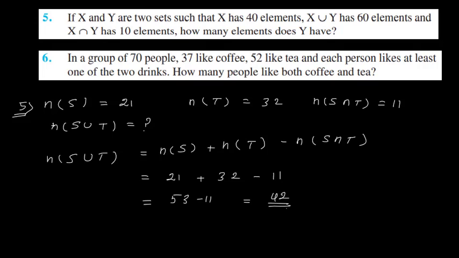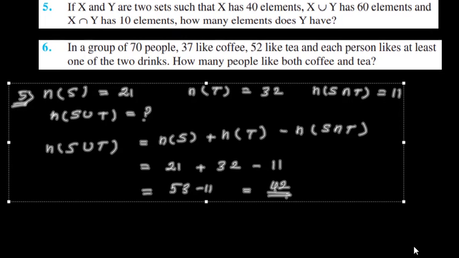Next problem: if X and Y are two sets such that X has 40 elements, X union Y has 60 elements, X intersection Y has 10 elements, how many elements does Y have? Okay, so we know the elements of X union Y and the elements of X intersection Y. So it is easy to calculate how many elements Y has. Again in the same way you apply the formula and you will get the answer. Let us do that also.